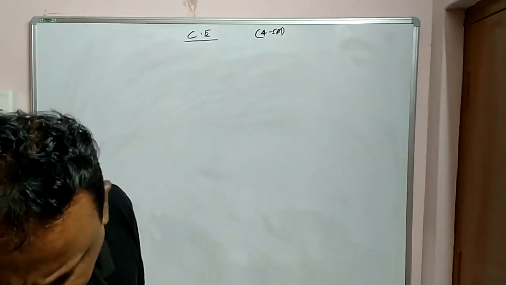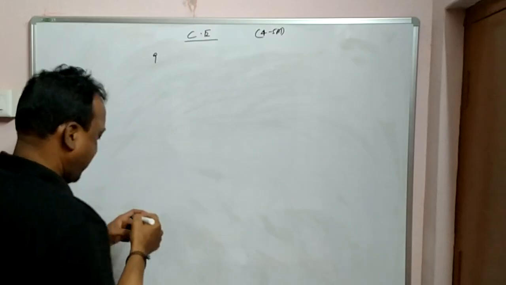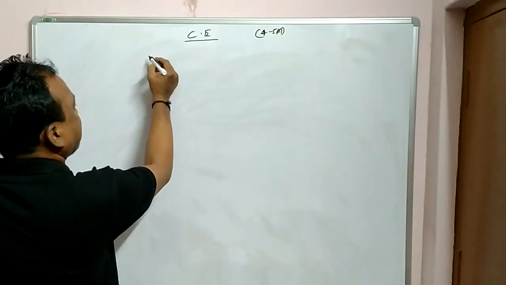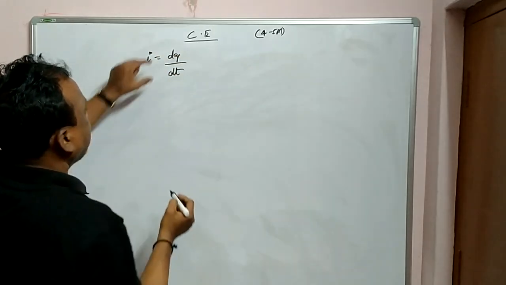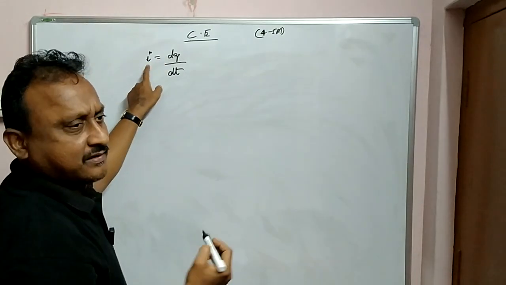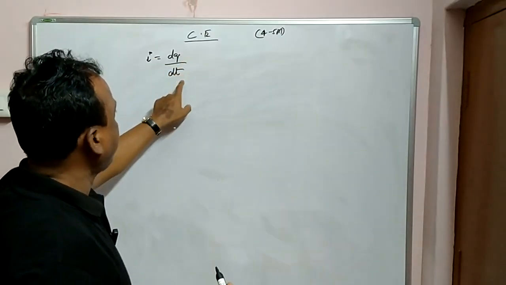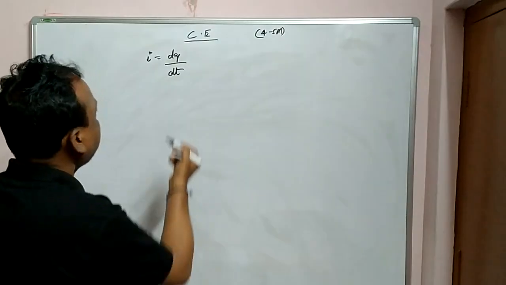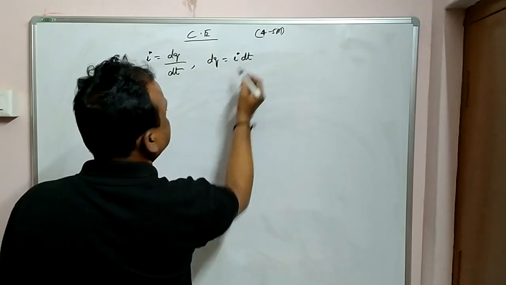As I said, what is the strength of current? Strength of current I is nothing but dq by dt. The rate of flow of charge in a conductor is equal to current, which is nothing but current electricity. So I can be given as dq by dt, or this can be written as dq is equal to I dt.